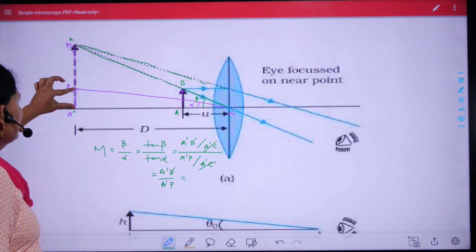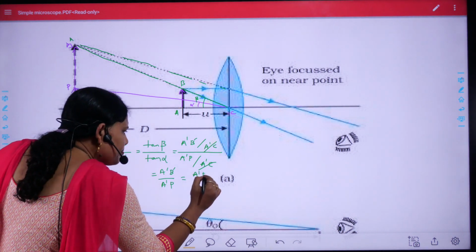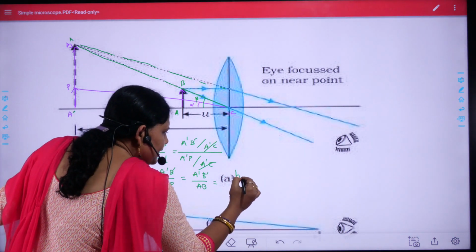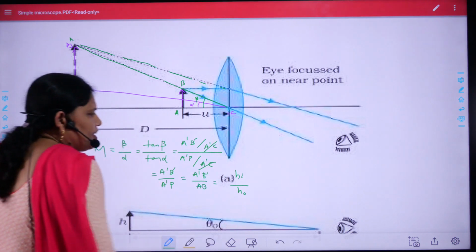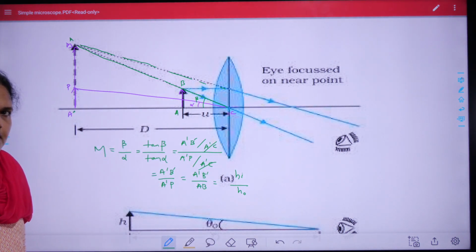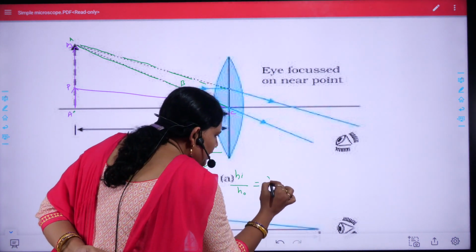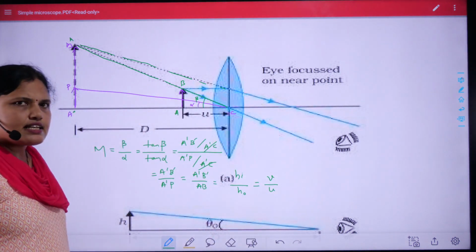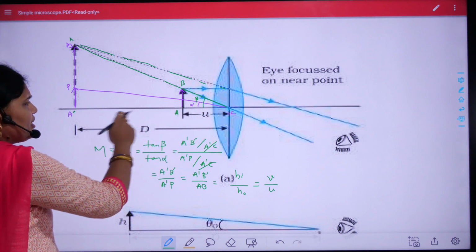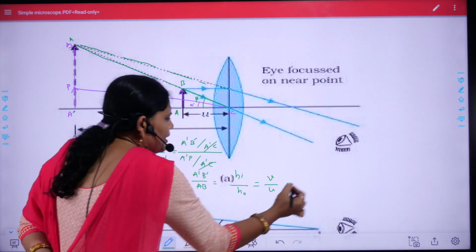Now what is AP? This is nothing but the size of the object. So A dash B dash by AB. What is A dash B dash by AB? It is HI by HO, height of the image by height of the object. While studying the lens, we have already studied that HI by HO is nothing but V by U, image distance by object distance. Now here the image is formed at the least distance of distinct vision. So in place of V, let me put D.